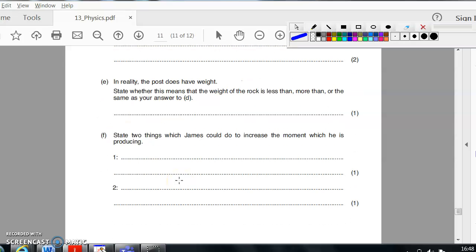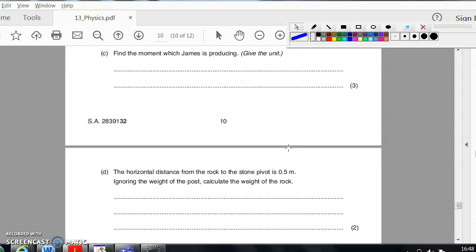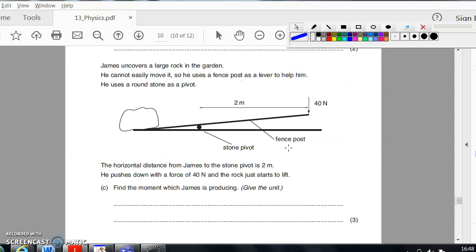And on to the next one. State two things which James could do to increase the moment which he's producing. Now we're looking for sensible suggestions on how he could increase that moment. So what he could do is put more force on this side. He could get a friend and they might be able to put 80 newtons force on this side. You could lengthen this distance, so you could get a longer pole and that would increase the moment as well.